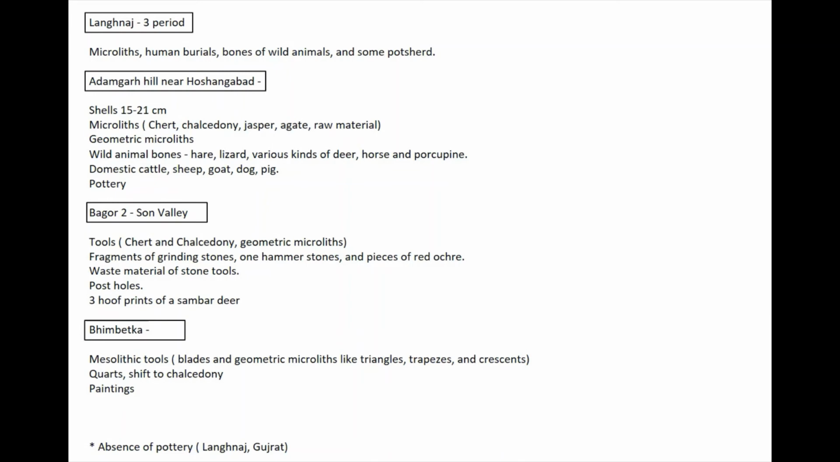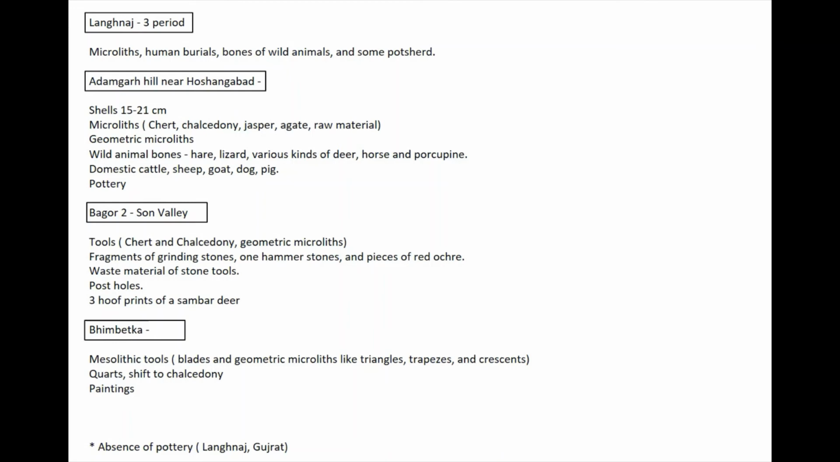Thousands of microliths were found here, mostly of jasper, chalcedony, agate, and similar raw materials, which are available in the riverbed of the Narmada, about 2 kilometers away. Geometrical microliths, triangles and trapezes, were very common. Mace heads or ring stones and hammer stones were also found. The wild animal bones comprise those of hare, lizard, various kinds of deer, horse, porcupine, etc. Bones of domesticated cattle, sheep, goat, dog, and pig have been reported, but the evidence has been questioned. This site has given evidence of pottery at the Mesolithic level.